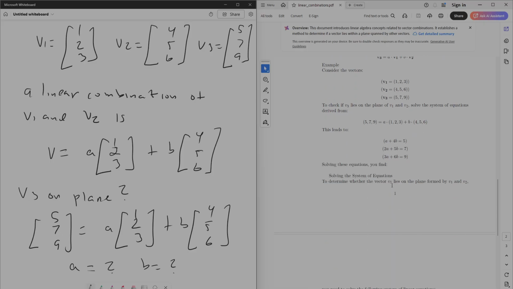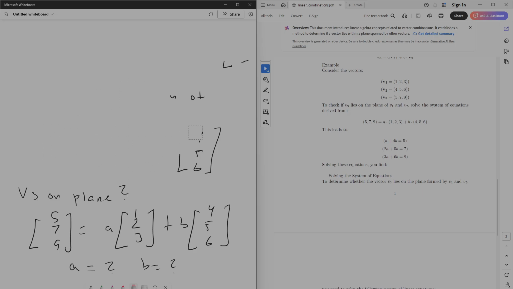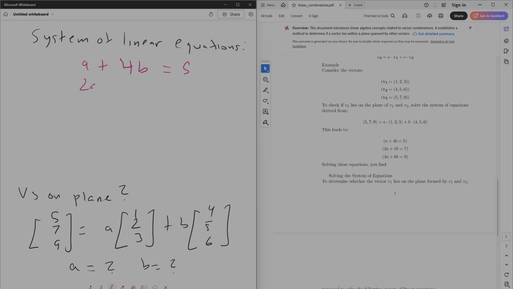We're going to set up a system of linear equations. We're going to have a plus 4b equal to 5, and 2a plus 5b equal to 7, and 3a plus 6b equal to 9. And now we're going to solve this system.